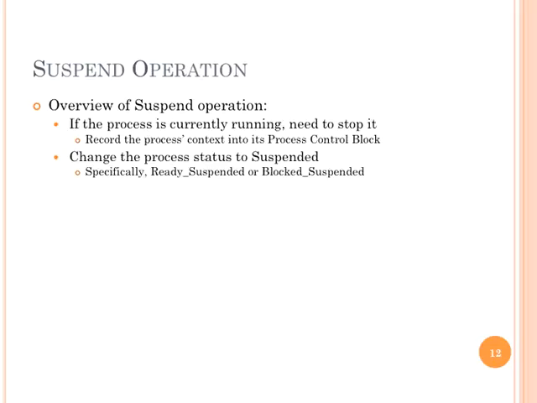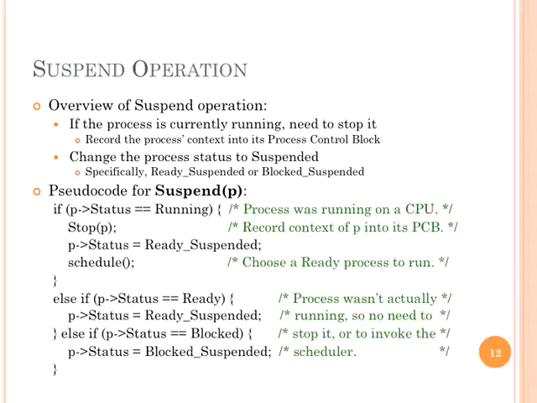Now suspend is interesting. Like I say, if the process is currently running, then we need to stop it, and we also need to realize that we're going to switch to another process. But it is possible that we may be stopping a process that's somewhere else, if we are on one CPU and we're stopping a process running on another CPU. And so, like I say, we need to change the status to suspended, which will either correspond to ready suspended if it's from the ready state, or block suspended if it's blocked on some resource. So we have something like this.